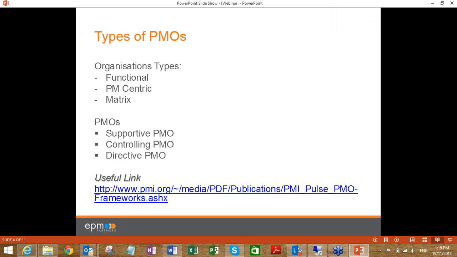And then the directive PMO, which is, I guess, the most effective PMO in terms of delivery, because in the first two types, the supportive and controlling, project managers actually do not report to the PMO, and that makes it more aligned with a functional organization. So basically, the PMO in the supportive and controlling PMO types does not own the project managers as resources.